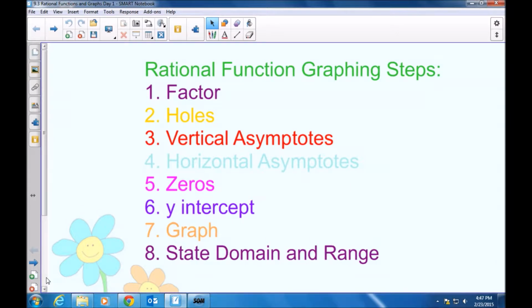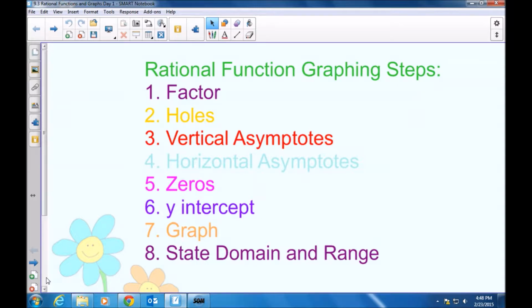Okay, so what we're going to do is talk about graphing rational functions. Remember, a rational function is an equation where there is a polynomial in the denominator, also in the numerator. These are our steps that we're going to cover here.